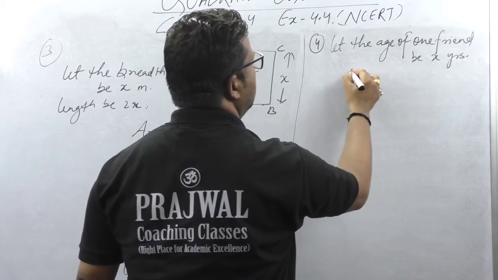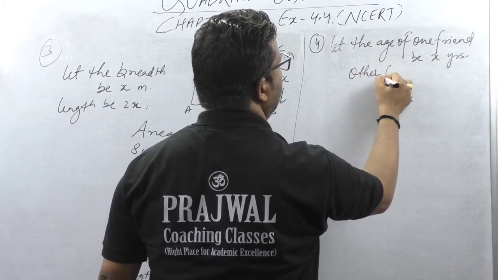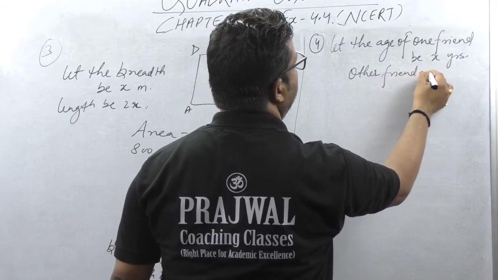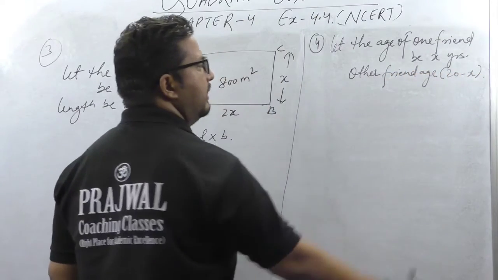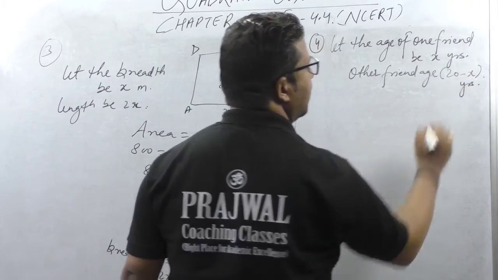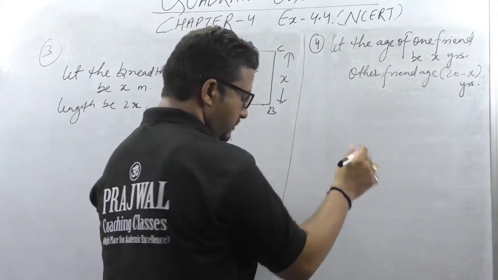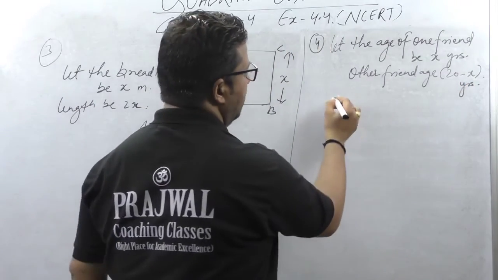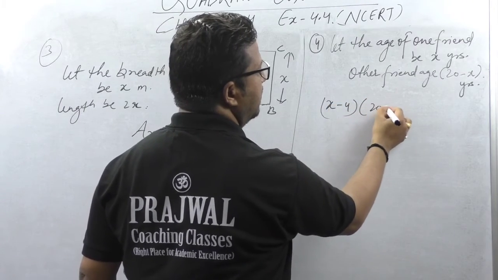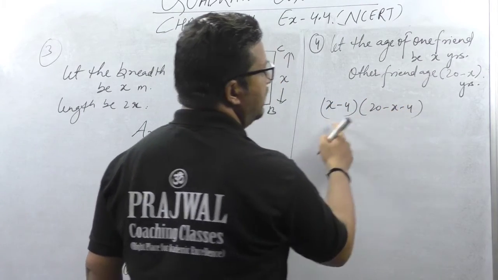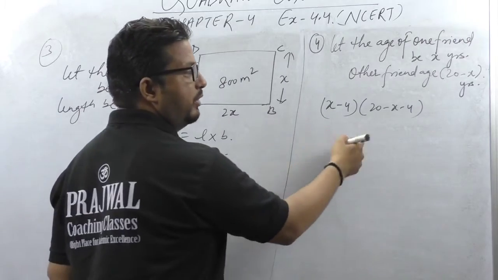x years. The other friend's age will be 20 minus x years. Now the question says 4 years ago, so we subtract 4 years from this age, and from the other one's age also we have to subtract 4 years. It says 4 years ago, the product of both ages.